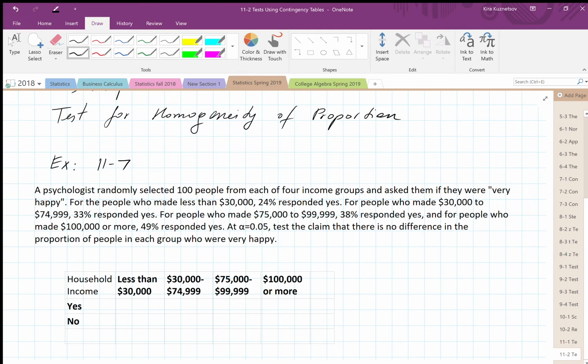At alpha 0.05, the tester claimed that there's no difference in the proportion of people in each group who were very happy. So I'd like to outline the word proportion. This is how you know that you're doing a test for homogeneity of proportion rather than the test for independence. The test for independence will talk about numbers. The test of homogeneity of proportion will talk about some kind of a percentile that is presented to you within the problem.